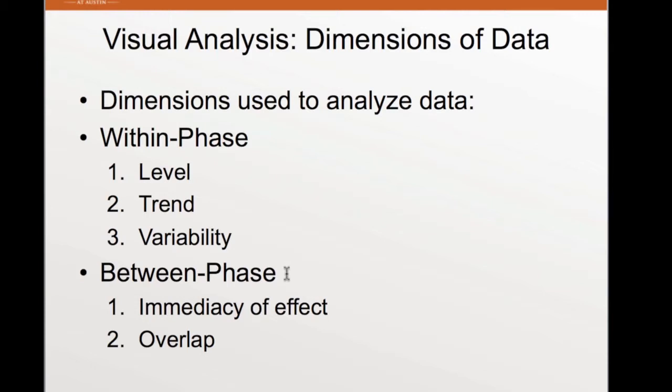And then we also look between phase. And the two things that we really focus on are immediacy of the effect. So how quickly do the data change after the intervention is implemented? And overlap. So what is the extent to which data collected in one phase fall within the range of an initial phase?